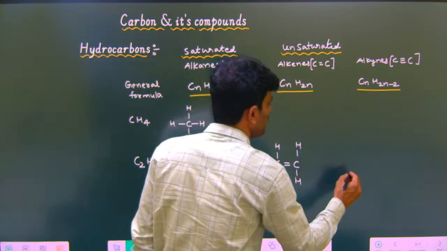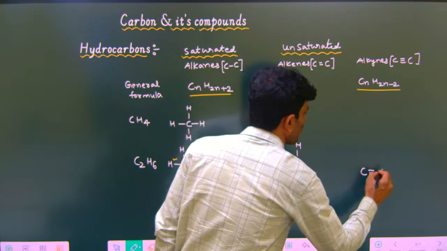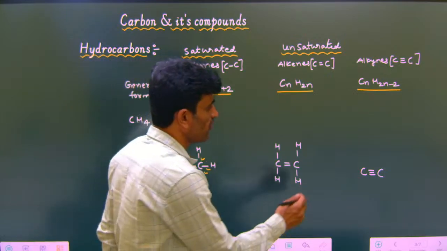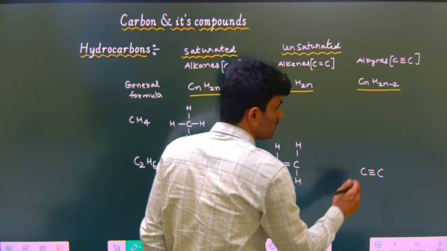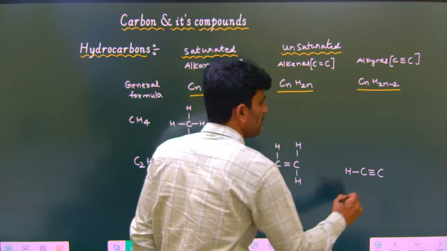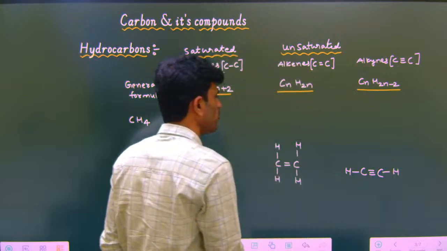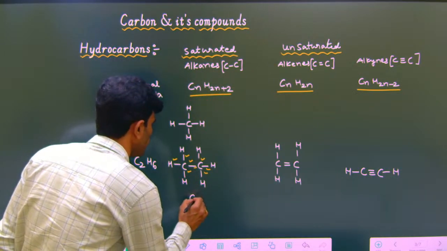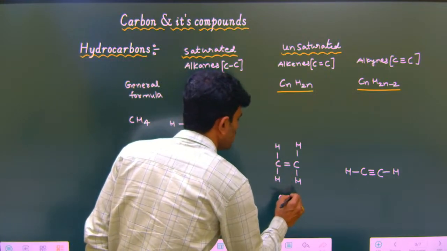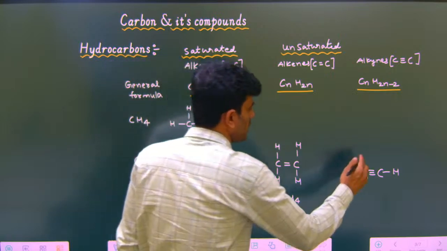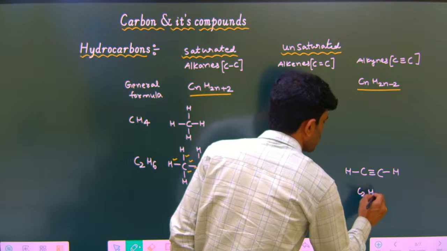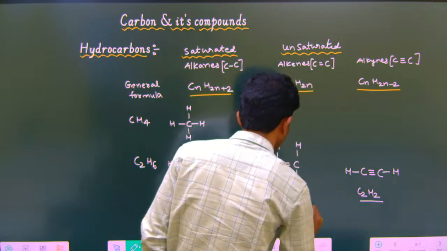Coming to ethyne, we should have a triple bond between carbon and carbon. Because the first carbon already has 3 covalent bonds, it can have only one more covalent bond, that is here, and here also only one covalent bond. That's why the molecular formulas are: for ethane C2H6, 2 carbons and 6 hydrogens; for ethene C2H4, exactly double; and for ethyne, 2 less than the double of the number of carbons, that is C2H2. Hope you understood these structures.